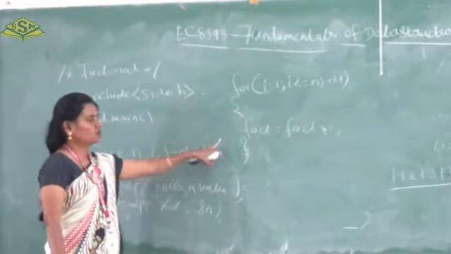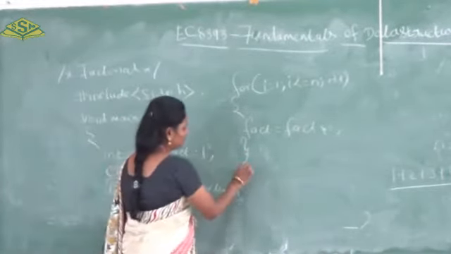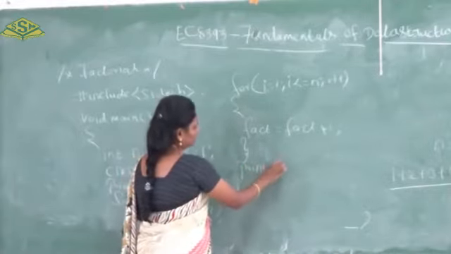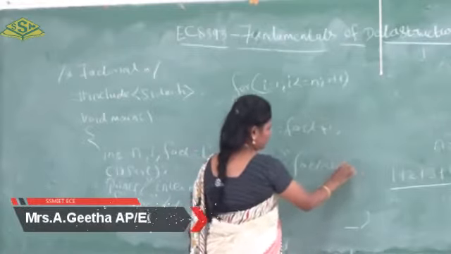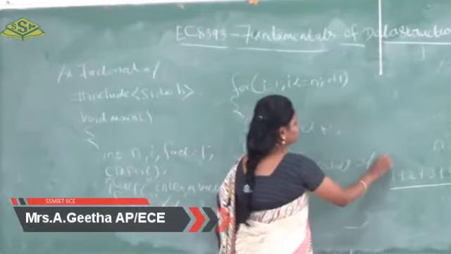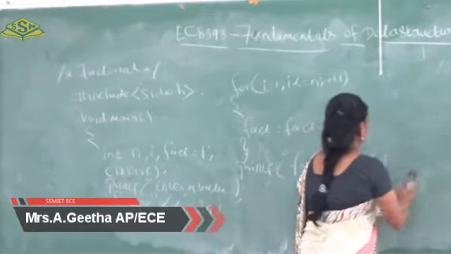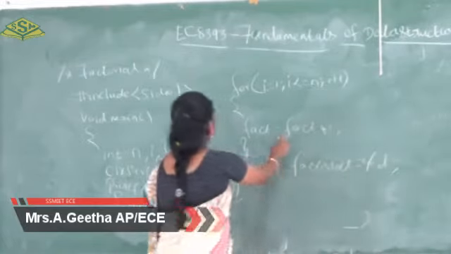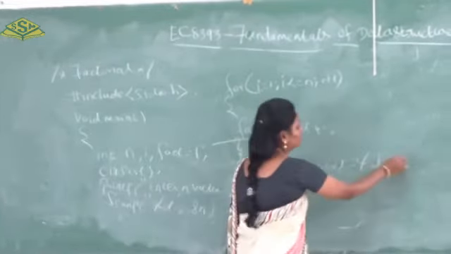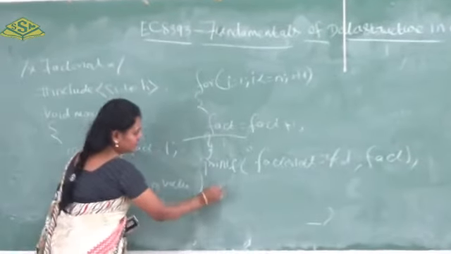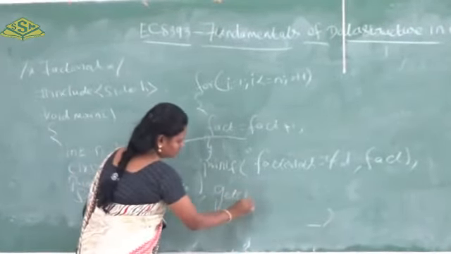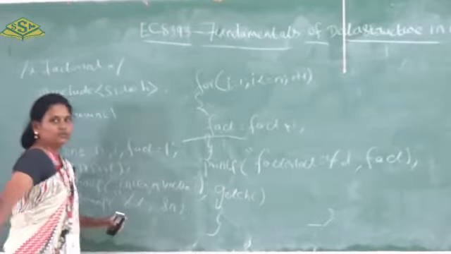Now the answer is stored in fact, so we have to print the fact. Double quotes, factorial is equal to %d, comma. The answer is stored in fact, so I have to give the term fact. Then getch. Have to close the braces.